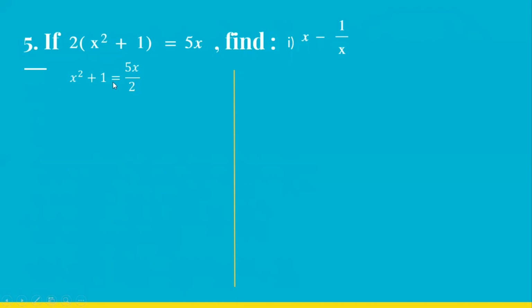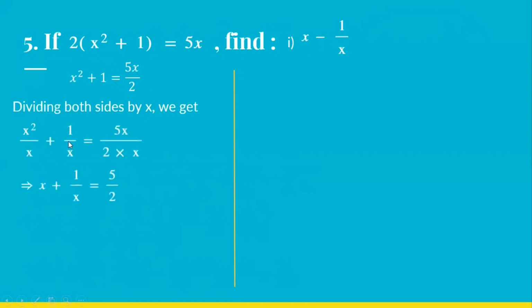Now we will divide throughout by x. I want to find the value of x minus 1 upon x, right? So what we will do, we will divide both sides by x. Dividing both sides by x, we get x square upon x plus 1 upon x is equal to 5x upon 2x. So this x and x got cancelled over here. So x plus 1 upon x, we got it as 5 by 2. Now we will be using the square of this so that we get the value of x square plus 1 upon x square, which we will be needing to find the value of x minus 1 upon x.